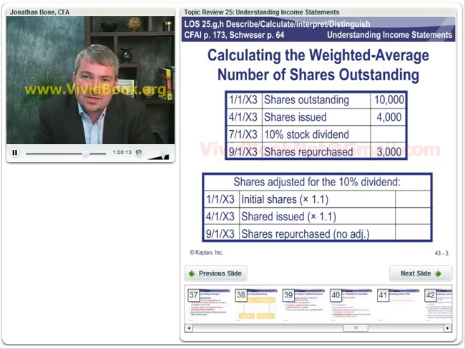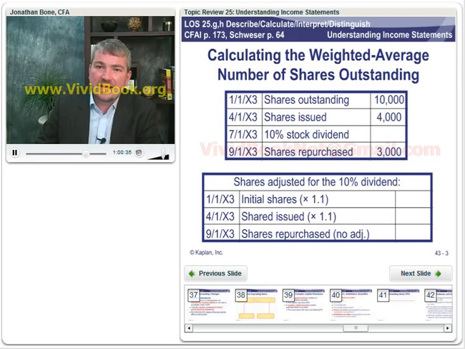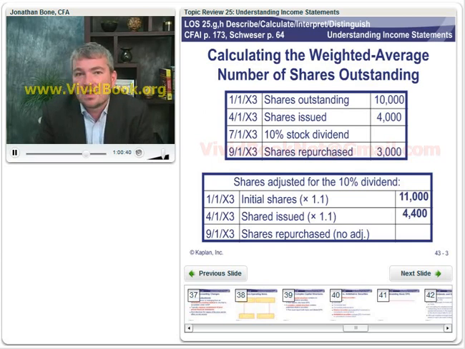The first thing to do is take that stock dividend on the 1st of July and retrospectively apply it to all of the shares in issuance prior to the date of that stock dividend. So it's going to affect the 10,000 shares at the beginning of the year, and it's also going to affect the shares issued on the 1st of April. What it won't do is affect the repurchase on the 1st of September, because that repurchase took place after the date of the stock dividend. So let's increase the shares at the beginning of the year by 10%, and let's increase the shares issued on the 1st of April by 10%. Notice the shares repurchased, because this is after the date of the stock dividend, there is no impact whatsoever. Okay, so we've dealt with the stock dividend now. What we now need to do is our weighting.